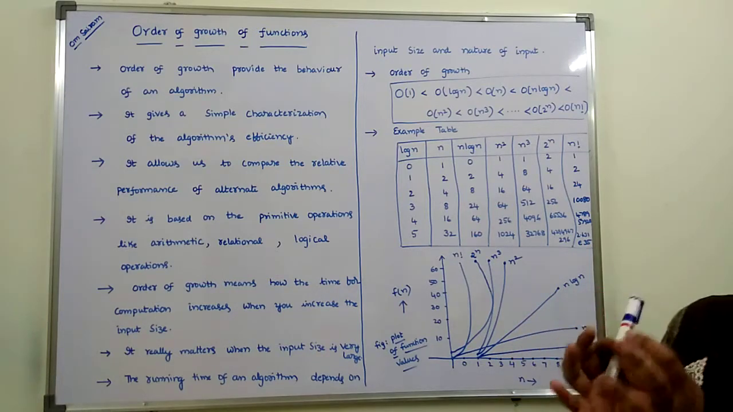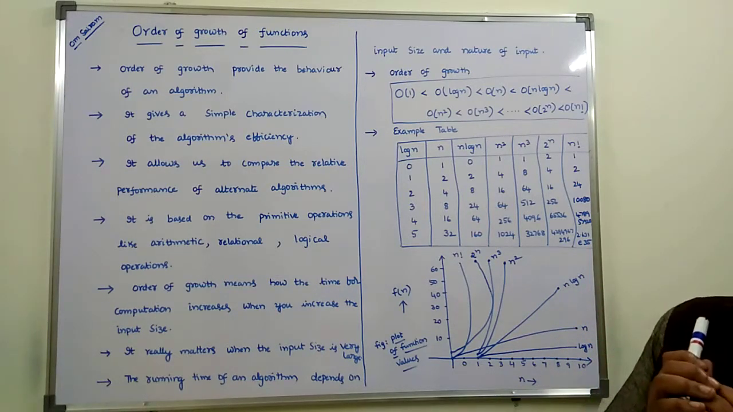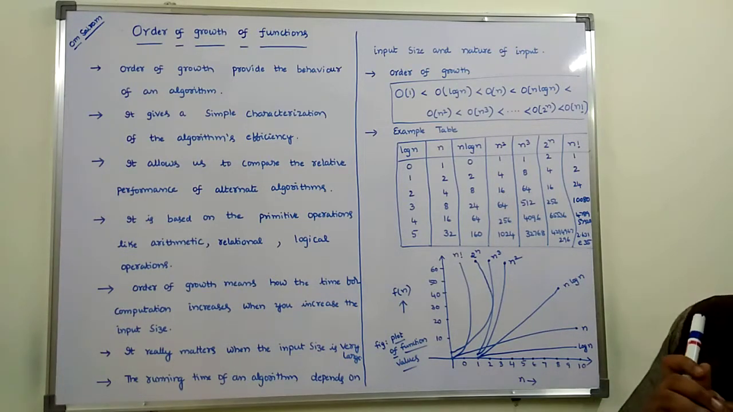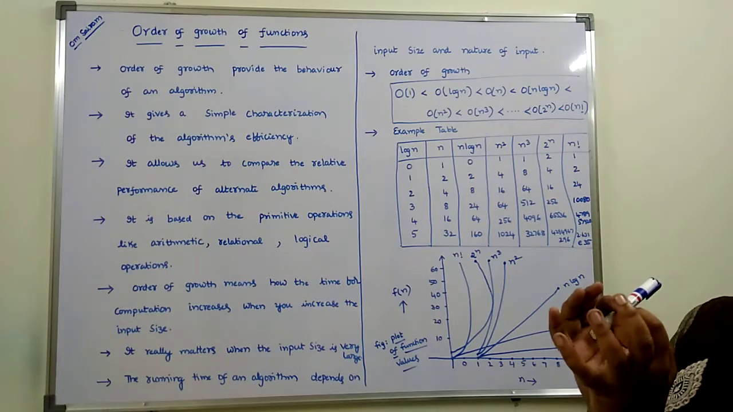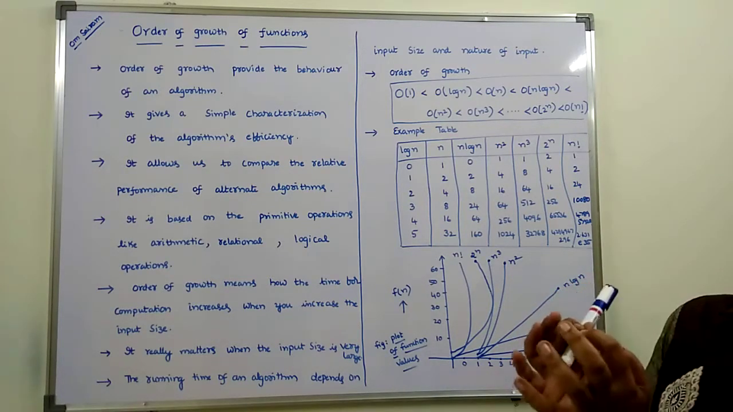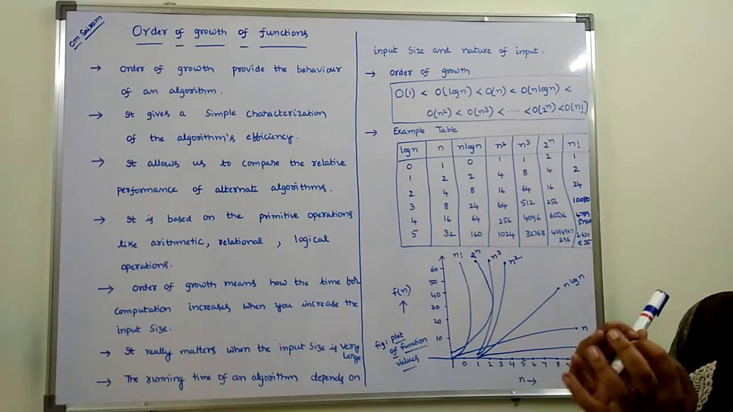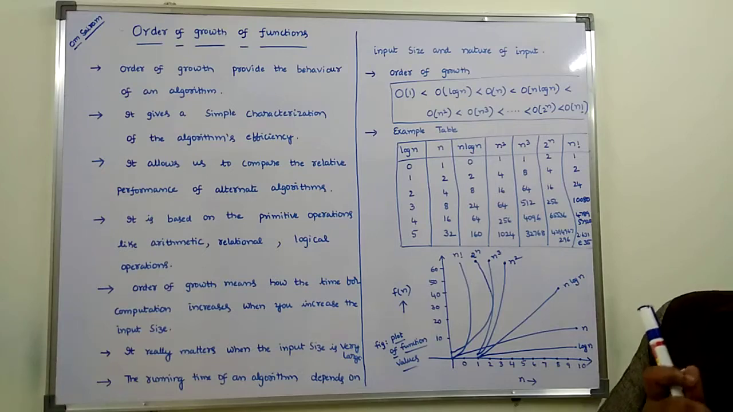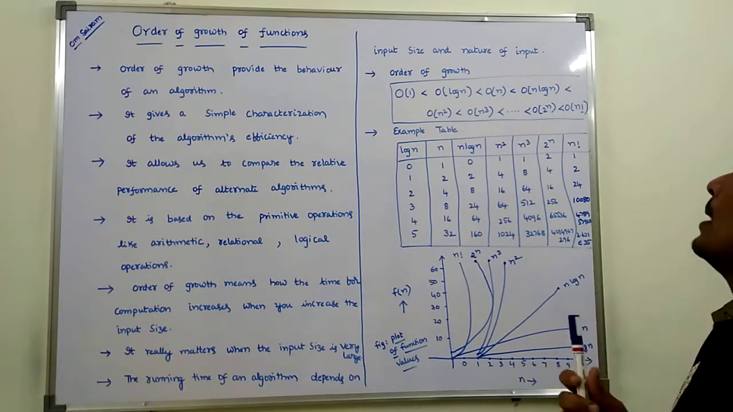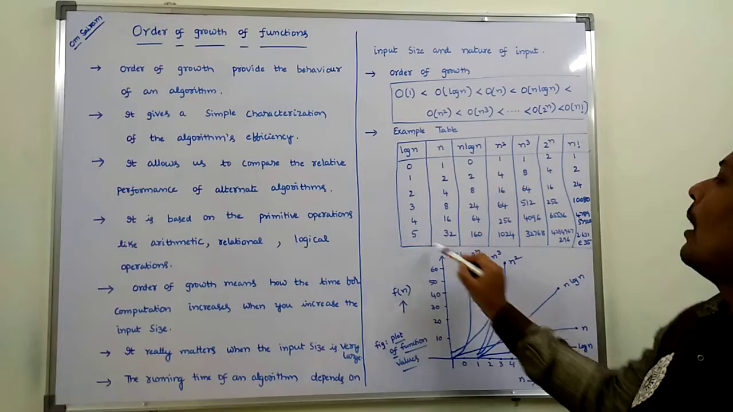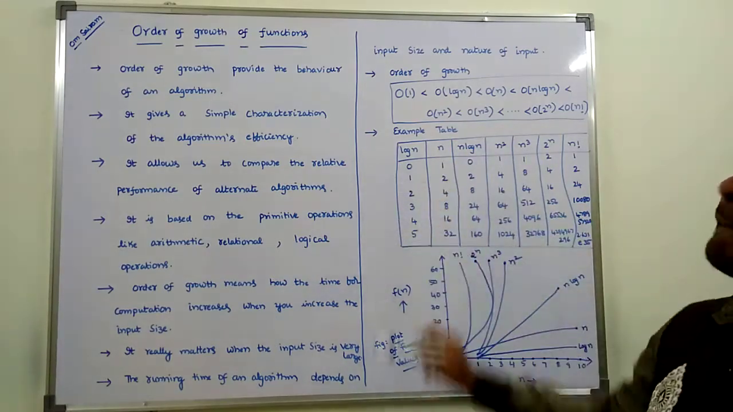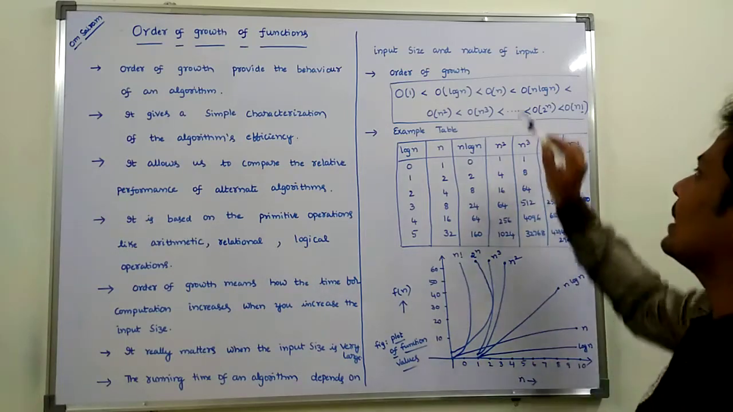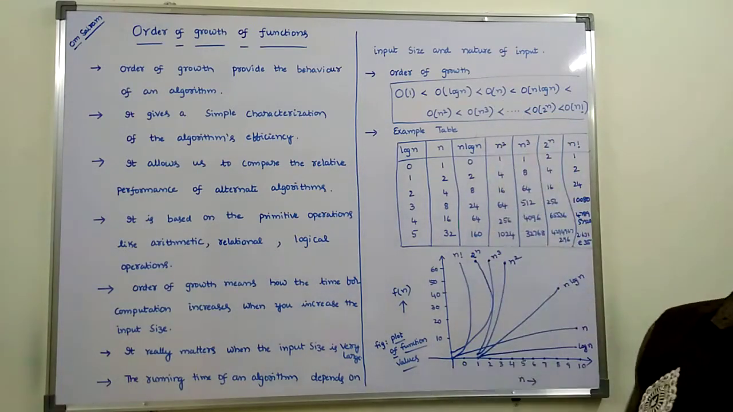By using this order of growth, we can mention the efficiency of algorithms. That is, which algorithms are efficient can be discussed by using the order of growth of functions. Suppose we look at this example table. By using this example table, we can easily know whether this relation is true or false.